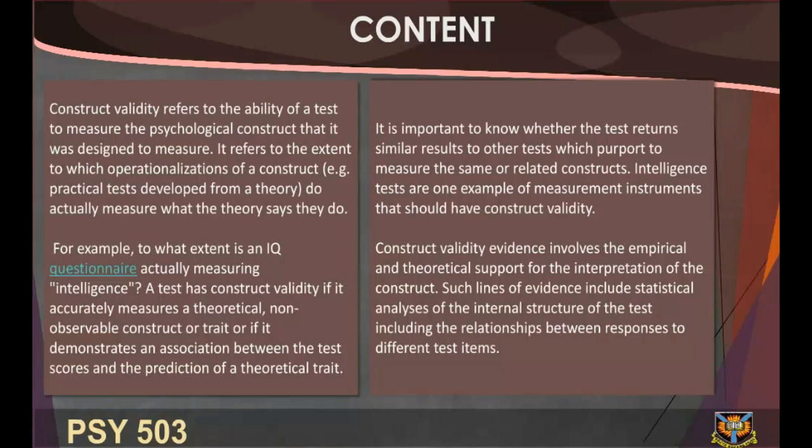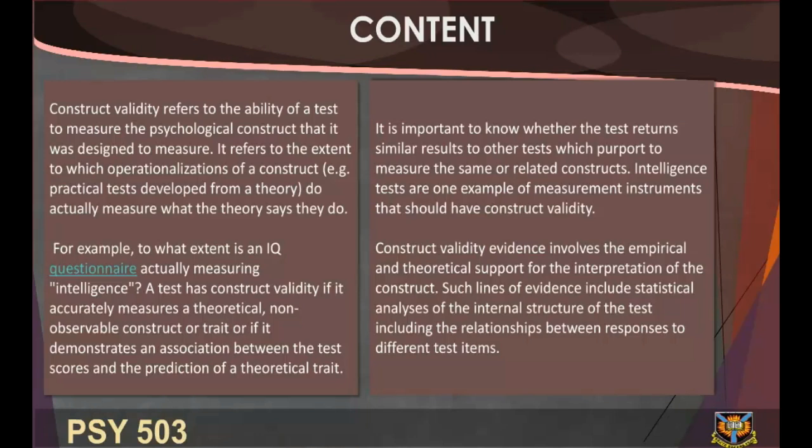A test has construct validity if it accurately measures a theoretical, non-observable construct or trait, or if it demonstrates an association between the test scores and the prediction of a theoretical trait. It is important to know whether the test returns similar results to other tests which purport to measure the same or related construct. Intelligence tests are one example of measurement instruments that should have construct validity.